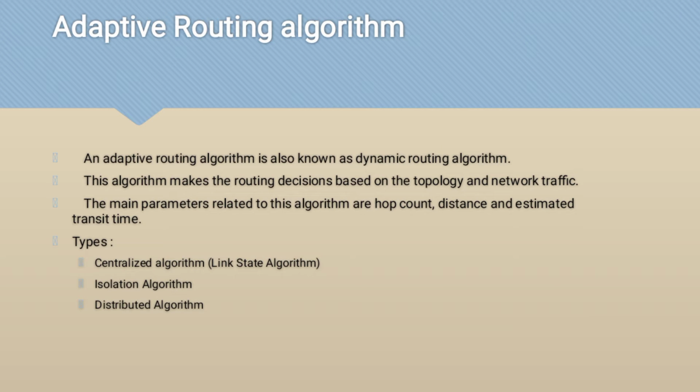An adaptive algorithm is also known as a dynamic routing algorithm. This algorithm makes a routing decision based on the topology and network traffic. The main parameters related to this algorithm are hop count, distance, or estimated transit time. An adaptive algorithm can be classified into three parts: centralized algorithm, isolation algorithm, and distributed algorithm.